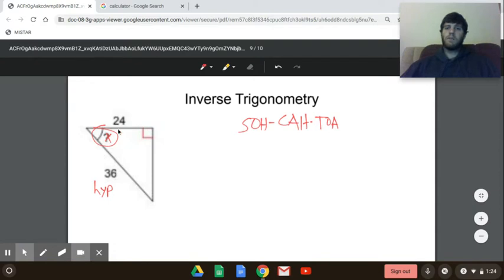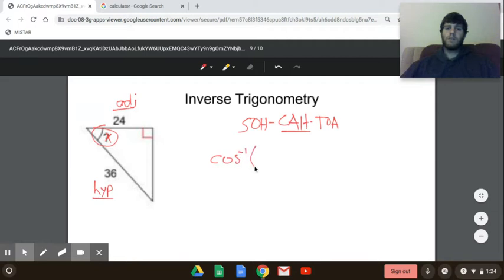Okay, and then is the 24 across or next to? It's next to, so that's adjacent, right? Next to is adjacent. Across is opposite. So we have adjacent and hypotenuse. That's the CAH. So SOHCAHTOA. So that's our A and H, adjacent, hypotenuse. So we're going to use cosine. But since we're solving for an angle, we have to use inverse cosine. So we're going to do inverse cosine.